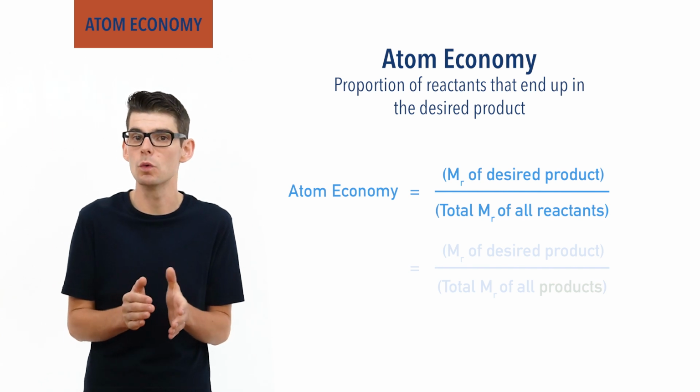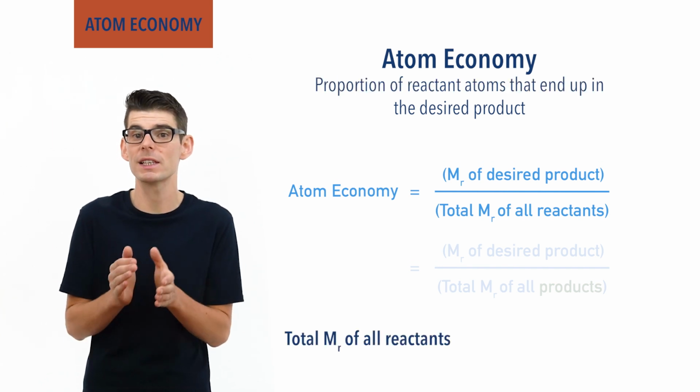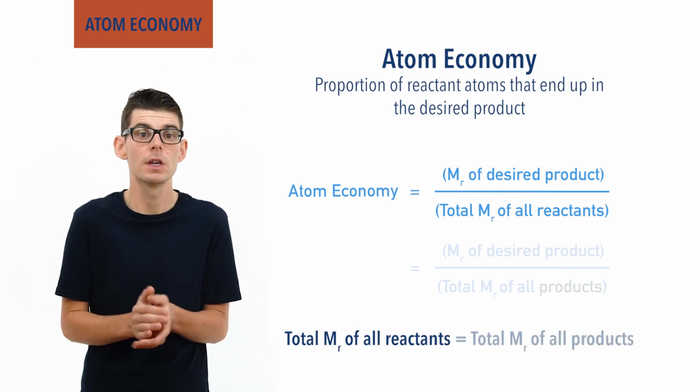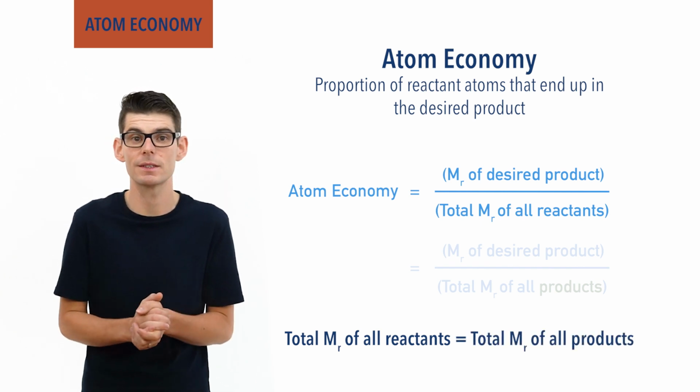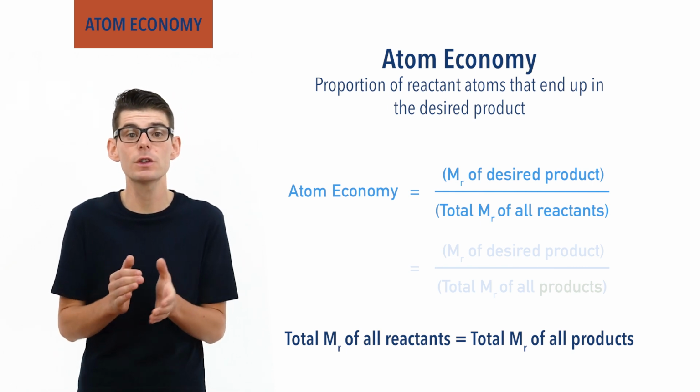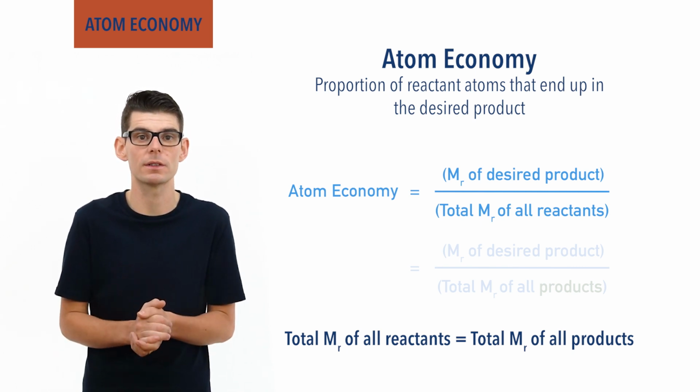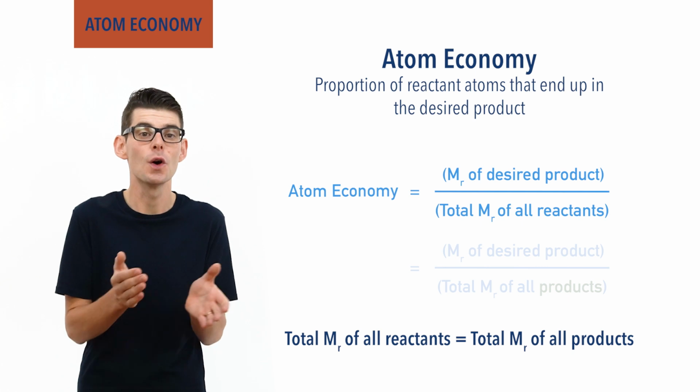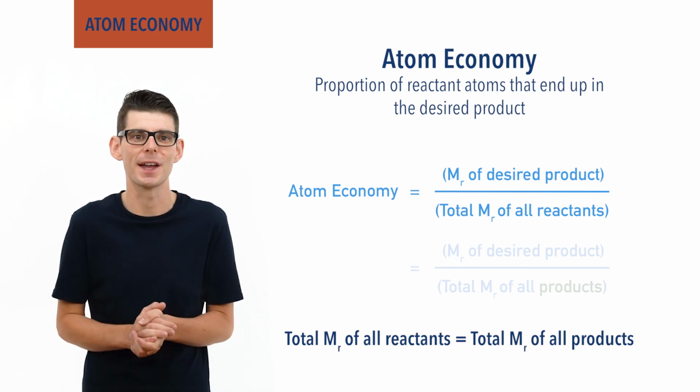Total MR of all reactants will be the same as the total MR of all products, due to the conservation of mass. All the atoms present in the reactants at the start have to be also present in all the products. Atoms don't get made or destroyed during chemical reactions.